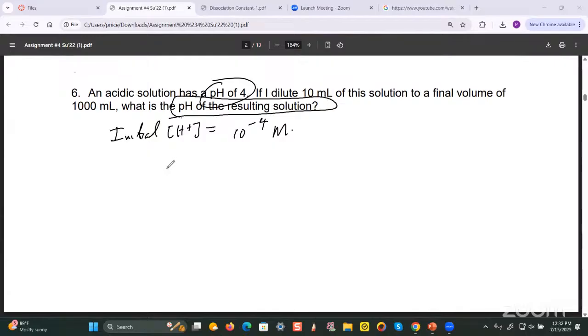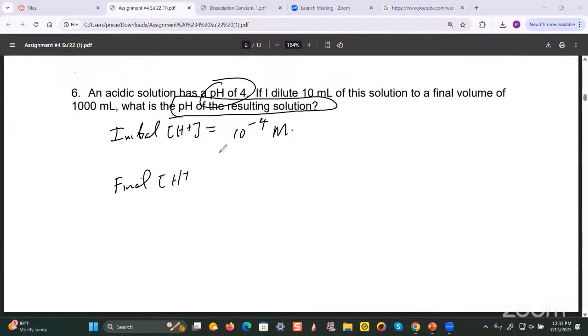What next? Now that we have the initial concentration of H plus, what would be your next step? Plug it into the pH? No, not yet, because remember, the 4 is the initial pH. As he said, you first calculate the concentration of H plus, then you're going to dilute it to 1,000 mL. What's the exact equation you're going to use to find the final concentration of H plus?